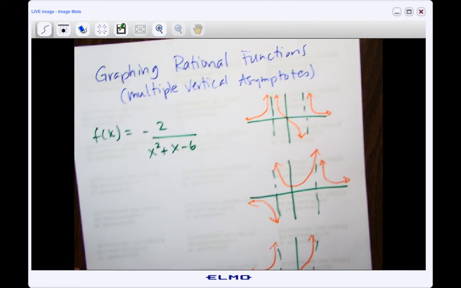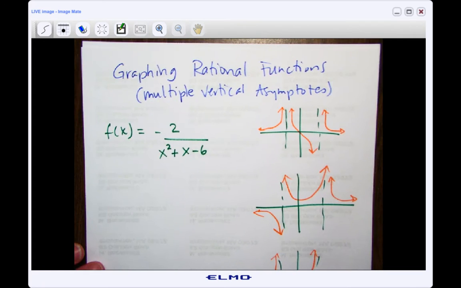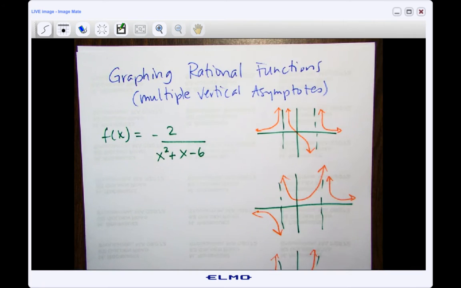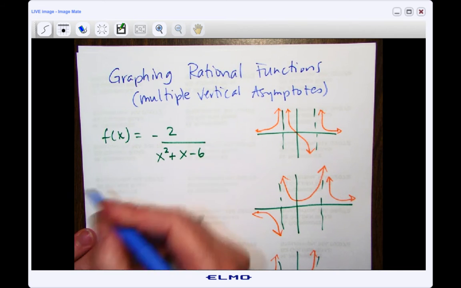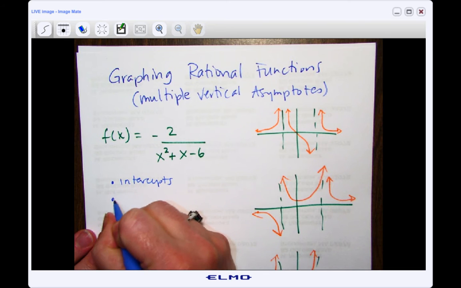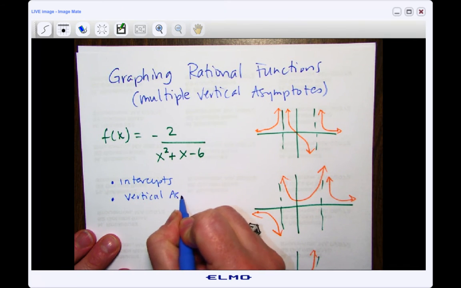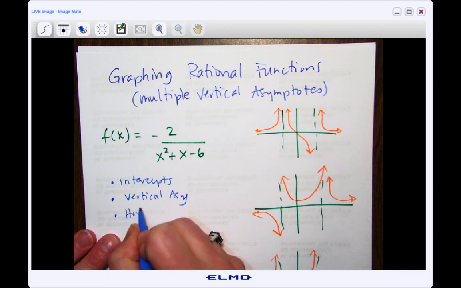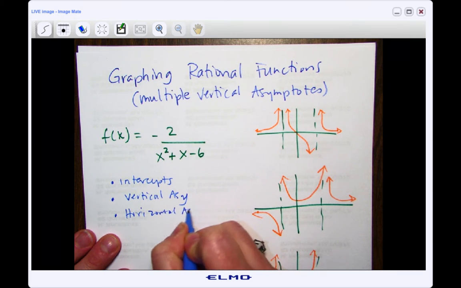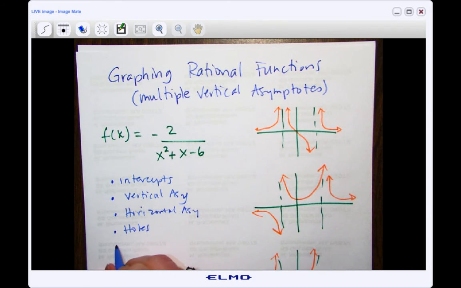Okay, so when we're graphing rational functions, there are a couple things that we always look for. And I don't know if you remember from our other video, but what do we always look for? One thing we look for is intercepts. We look for vertical asymptotes. We look for horizontal asymptotes. We look for holes. And then other points if necessary.